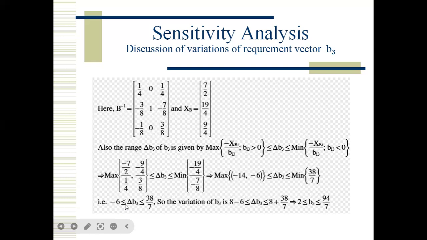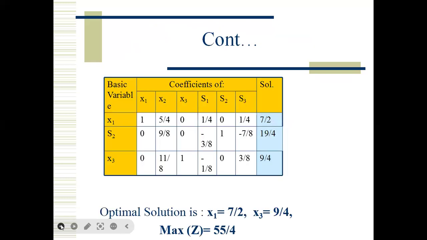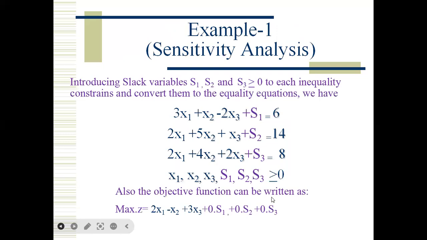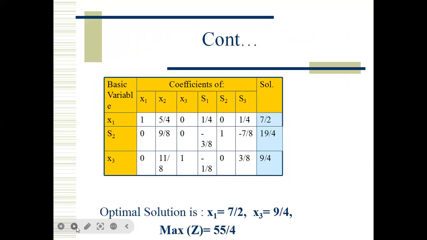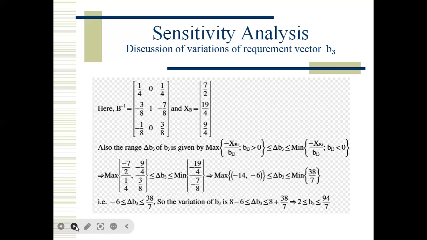So in this way, minus 6 less equal to the change in the third requirement vector less equal to 38. The variation of B3: in our given problem, B3 equals 8. So we are adding 8 on both sides. That gives the variations of the third requirement vector. So thanks to everybody.